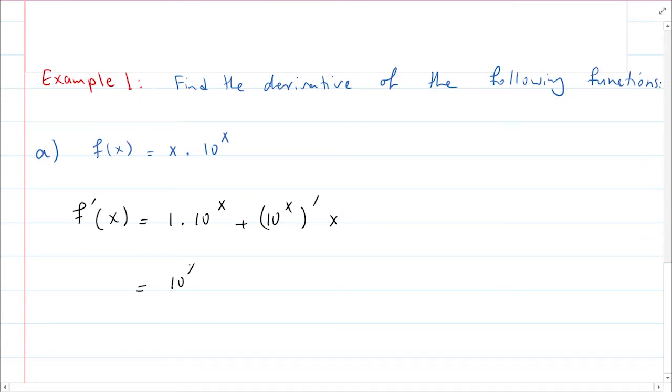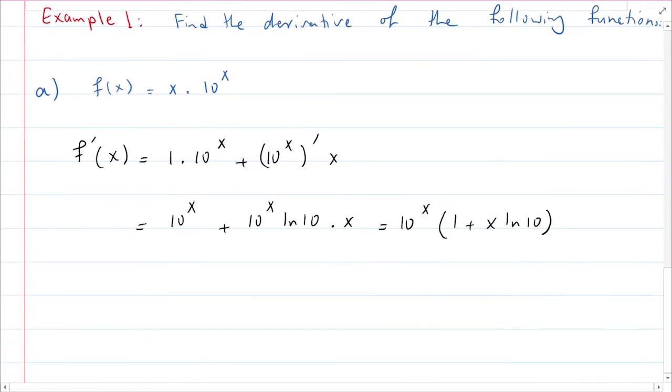In the next step, I can focus on the derivative of 10 to the power of x. The first one is just 10 to the x, plus the derivative of 10 to the power of x. It's an exponential function, but it's the general form. So that would be 10 to the x multiplied by ln of 10, and that would be multiplied by x. I can factor it out if I want to simplify it a little bit. So I can factor 10 to the x. That will be 1 plus x ln 10. So this is the derivative of this first function.